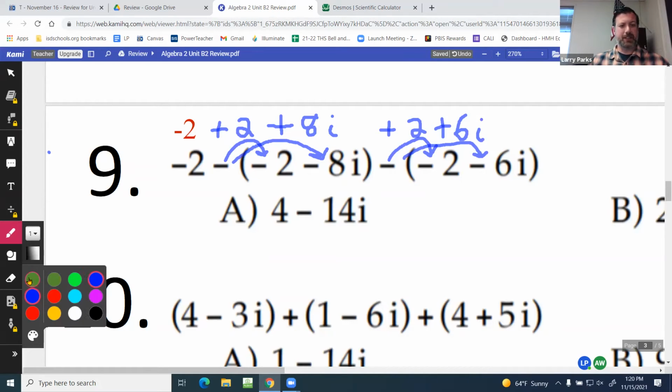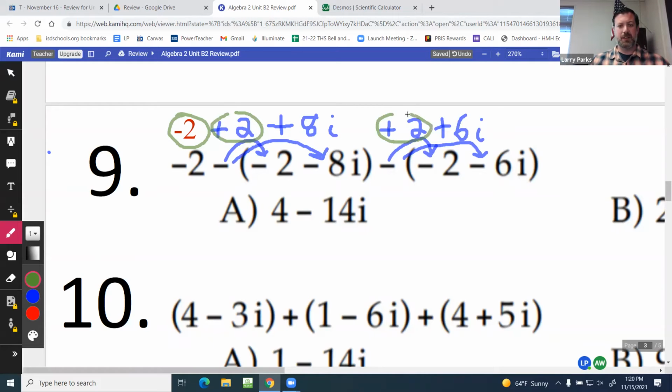There's no more parentheses, so I can combine like terms. And you should notice that -2 and 2 and 2 are all like terms. You take -2 plus 2 plus 2, you just get 2. And then you take your 8i's and your 6i's, and that makes 14i's.